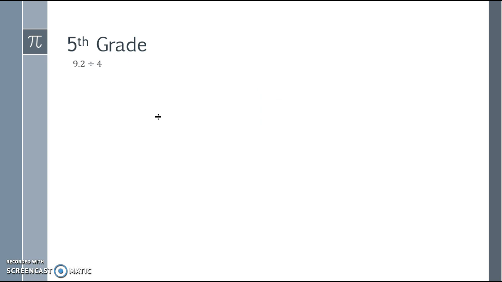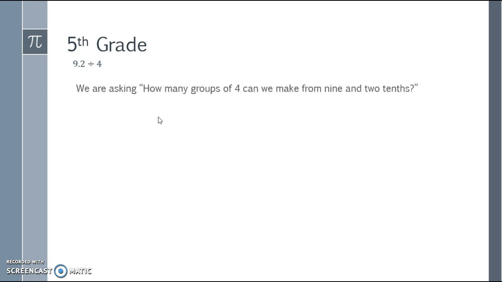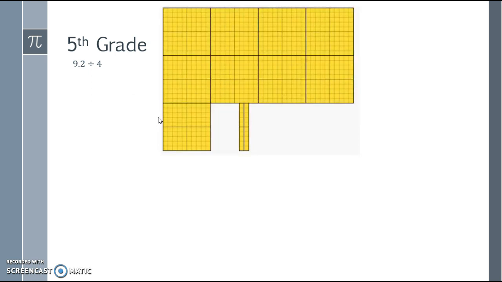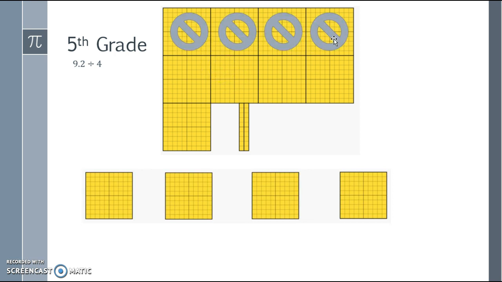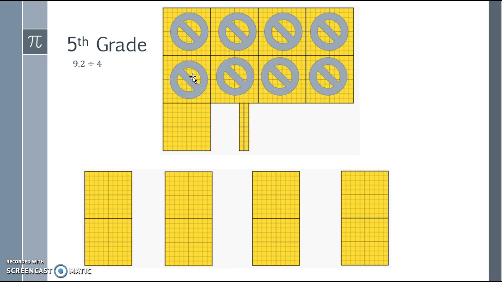Let's take 9 and 2/10 divided by 4. We're asking how many groups of 4 can we make from 9 and 2/10. So I'm going to start off with 9 and 2/10. Therefore my flats each represent a whole. So I have 9 wholes and then 2/10 more. And I'm going to put them into 4 groups. So I can take these 4 here and give them each to a group. But I have 4 more, so I can split these apart and then each group gets another flat.